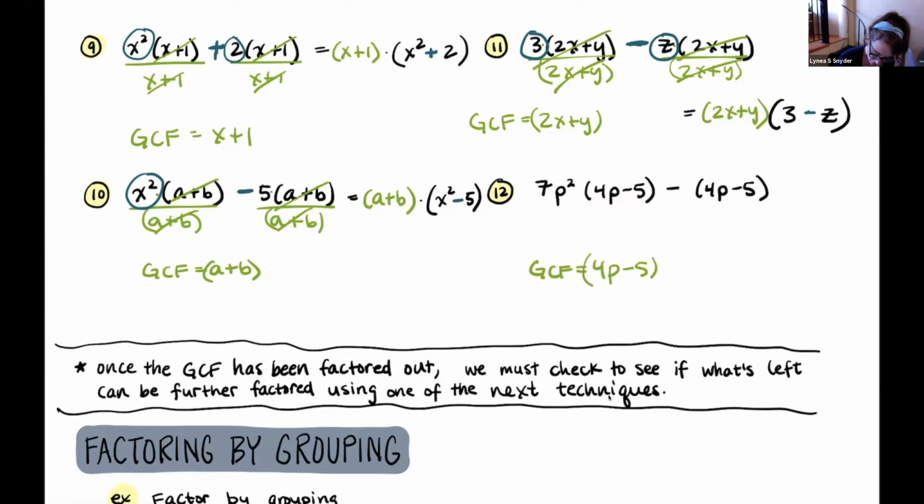Okay, so when we factor this, right, we're going to write this as 4p minus 5 times something. All right, so to find out what that something is, as always, we're going to divide every term by 4p minus 5.